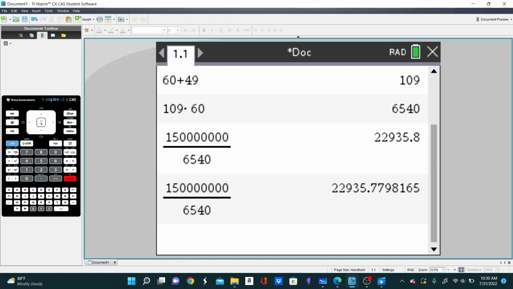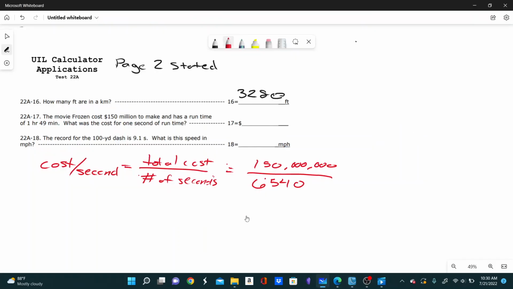So it looks like we have $22,935 and 78 cents. So the answer to this one is going to be $22,935 and 78 cents. On these dollar ones, you always round to the cents.